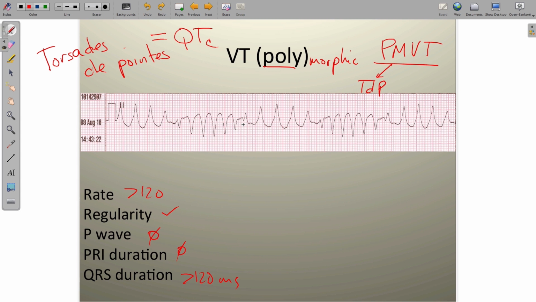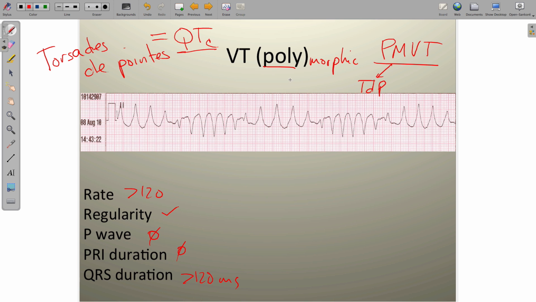So important concepts. Now, in addition to calling this polymorphic VTAC, if we have this additional piece of information, which is the QTC, then sometimes we can call this polymorphic VTAC torsades. I'll get to that. Just give me one slide in 1 second.